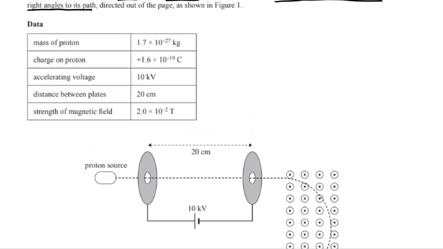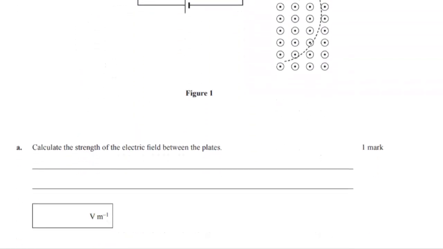So we've been given some data here. We've got the mass of the proton, the charge, we've got the accelerating voltage, distance between the plates, and strength of the magnetic field. Just take care, we have a kilo here, so that's times 10 to the 3, and we have a centimetre here, so that means we can have 0.20 metres. Everything else looks good.